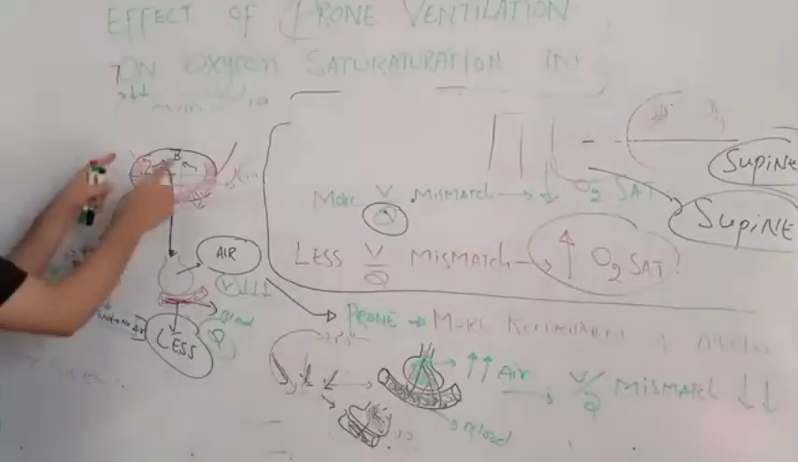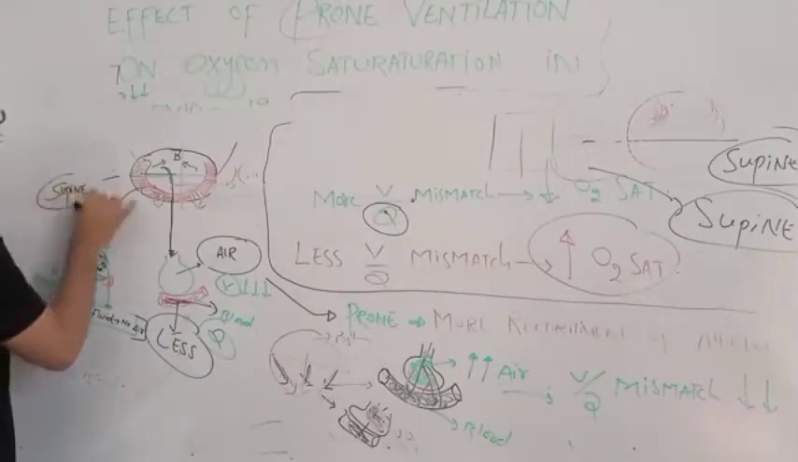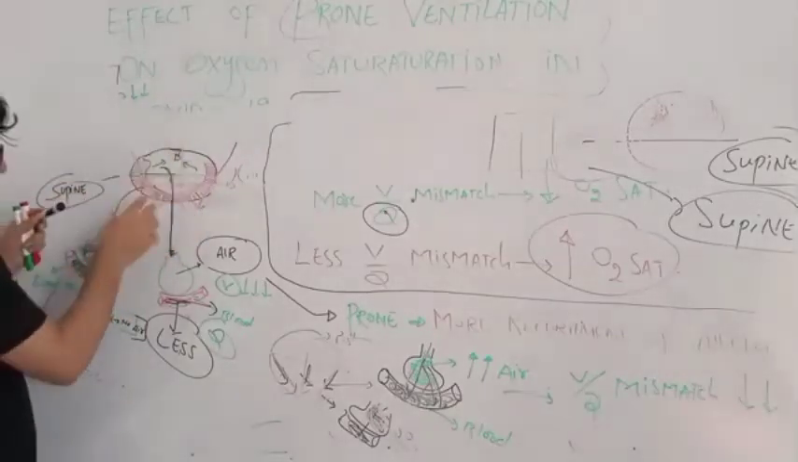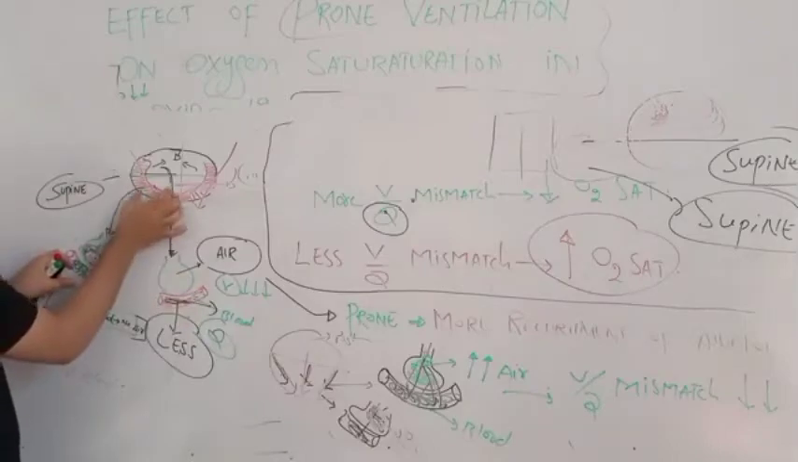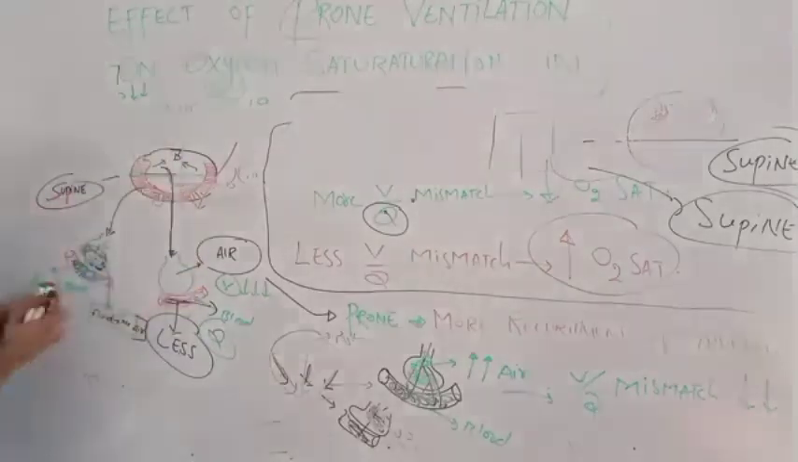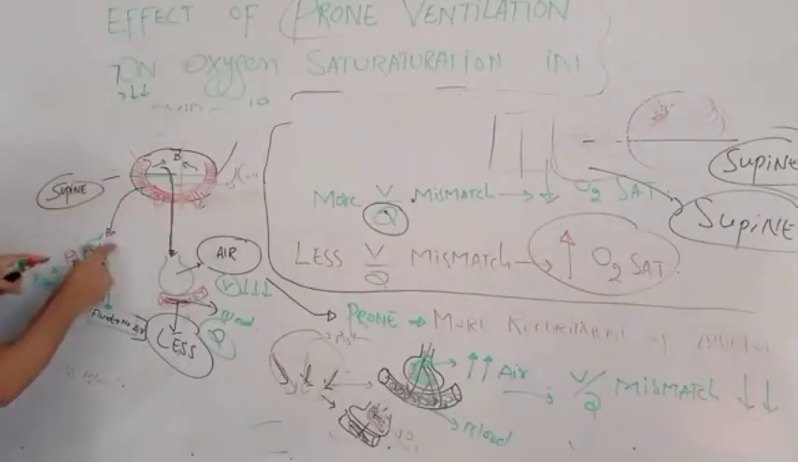So we will compare. This is the supine position. The patient is lying supine. So this is the posterior portion and this is the anterior portion. So we are comparing the alveoli and the blood vessel of the posterior portion and the anterior portion in supine position. So these are the alveoli from the periphery or posterior portion.